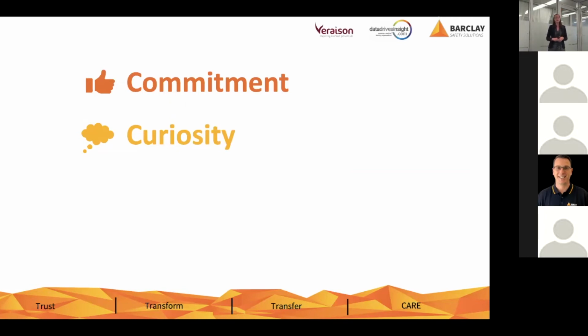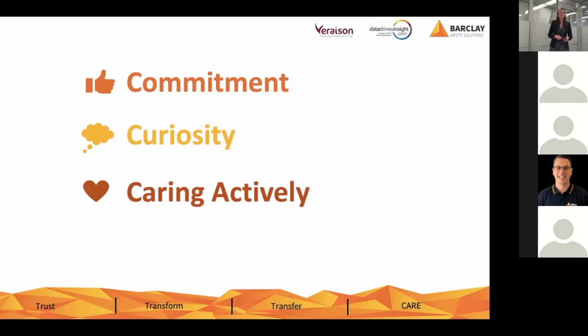The second one being curiosity. So a leader's ability to listen to a range of different people, the right people, with genuine curiosity, which is, in other words, an interest to seek to understand the real objective current situation to be able to improve things. Thirdly, caring actively. The genuine belief in the possibility of people going home safely, that it's worth putting the extra effort in to get home safely, and that we actually care about our colleagues.